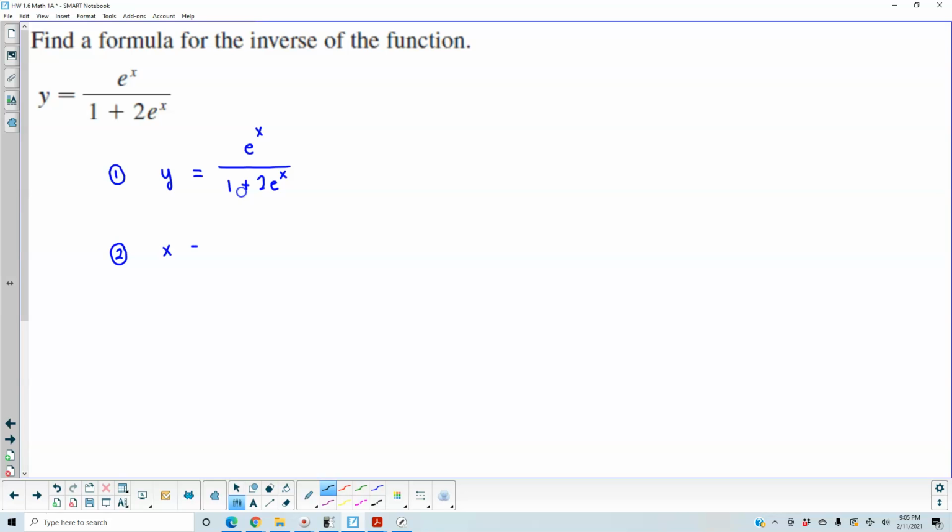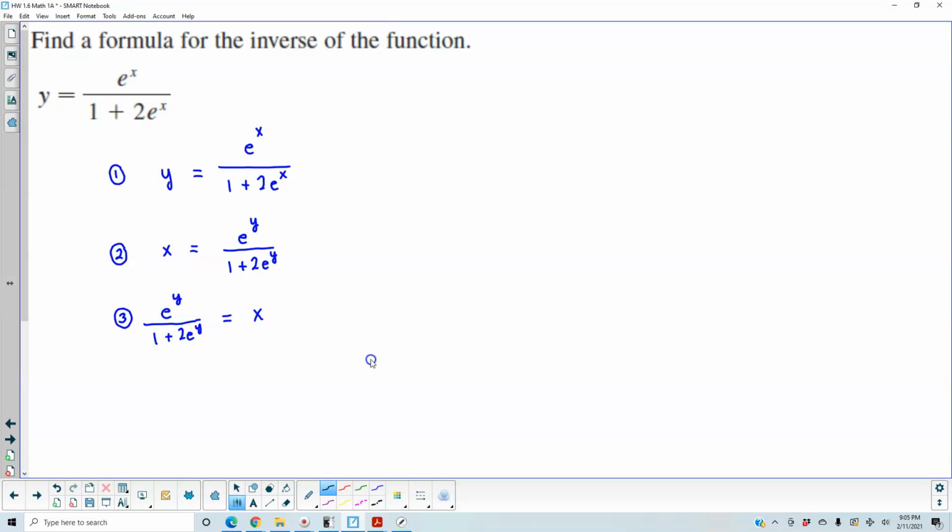So this is going to become x, which is equal to e to the y over 1 plus 2e to the y. So again, we're going to solve for y in the next step. So I'm just going to interchange or just rewrite this statement on the left side, and set that equal to x, and then solve for y.